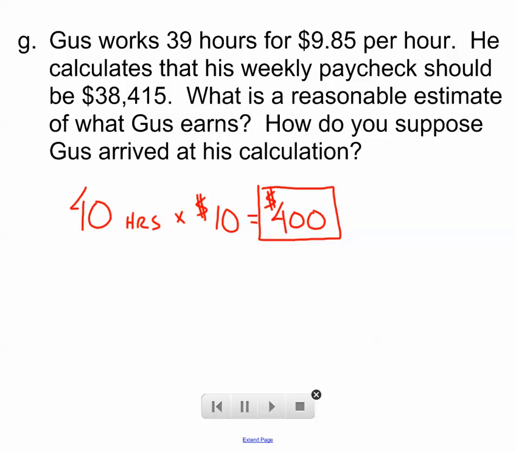How do we suppose Gus arrived at his calculation? He probably left the decimal place out of 9.85. If we multiply by 1,000 here, we'd have an extra 2 zeros. That would be 40,000. So that's probably what he did, he left the decimal point out. So he's not going to make $38,415. He's going to make 38,415 cents. That's kind of a big deal, Gus.